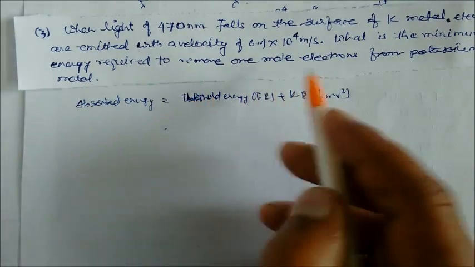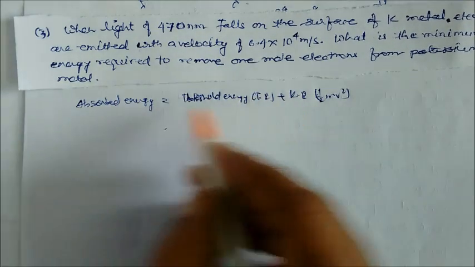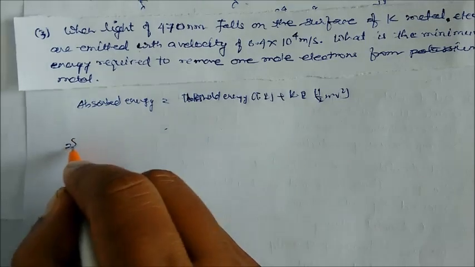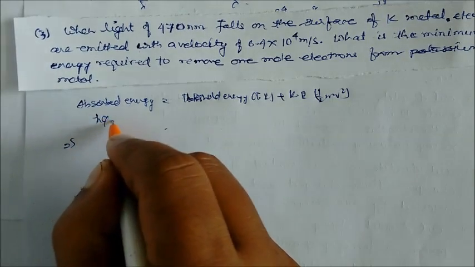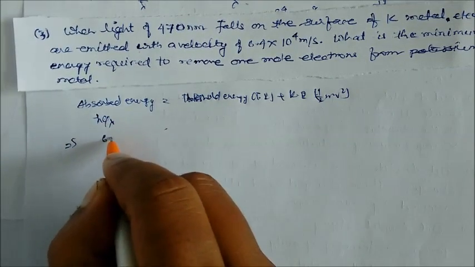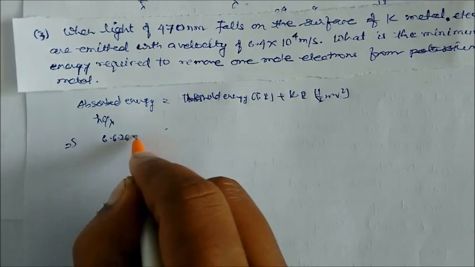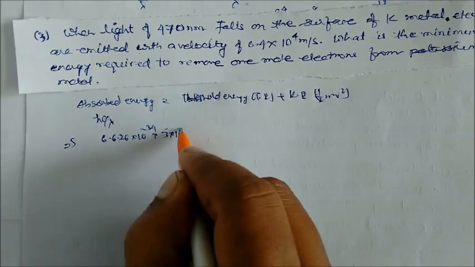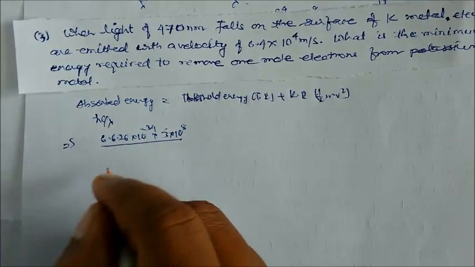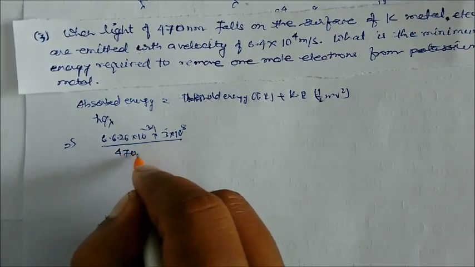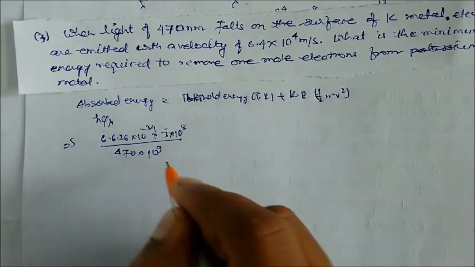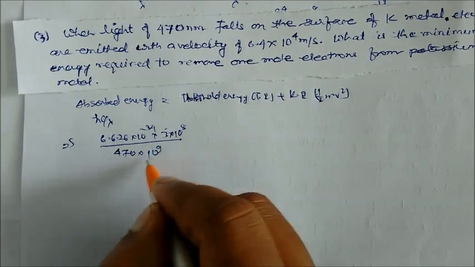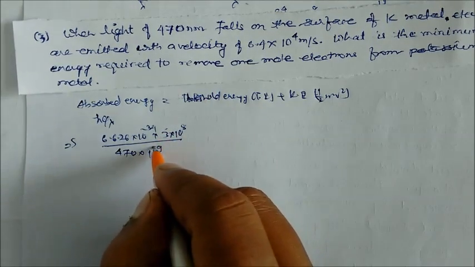So first they have given the wavelength; the absorbed energy is this much. So this is nothing but hc upon lambda. So I put the value of hc, 6.626 into 10 to the power minus 34 into 3 into 10 power 8. And again lambda is given here as 470 into 10 to the power minus 9. So lambda is given in nanometer.